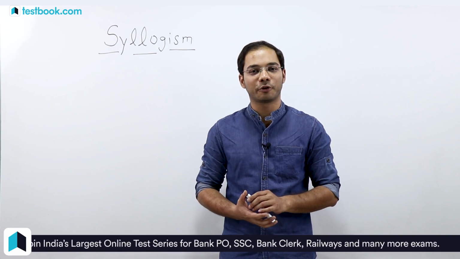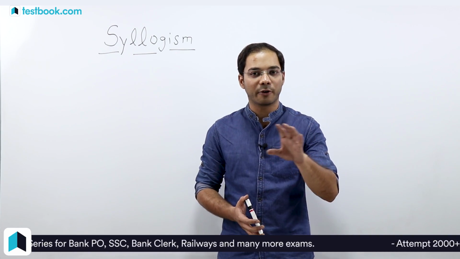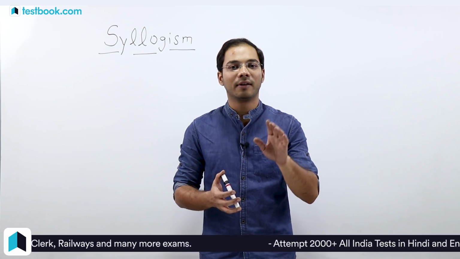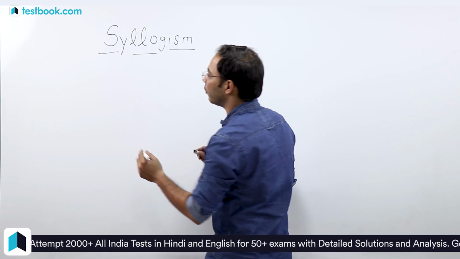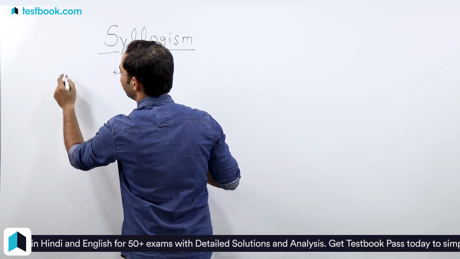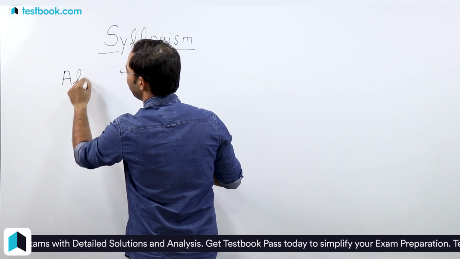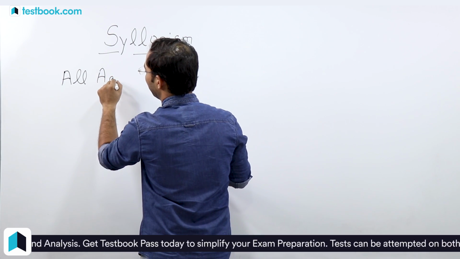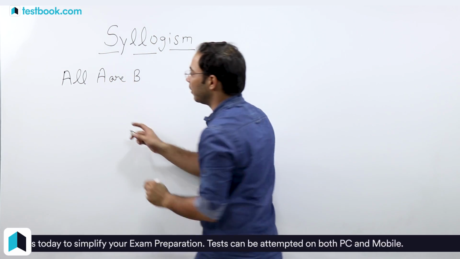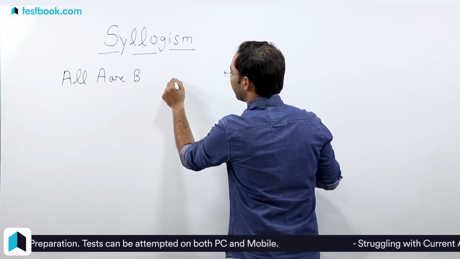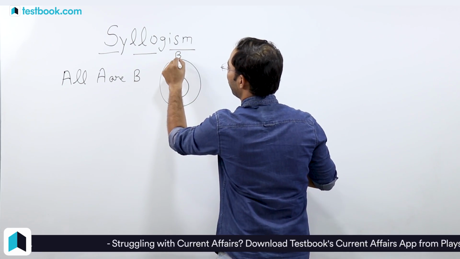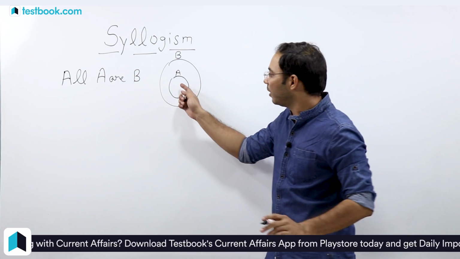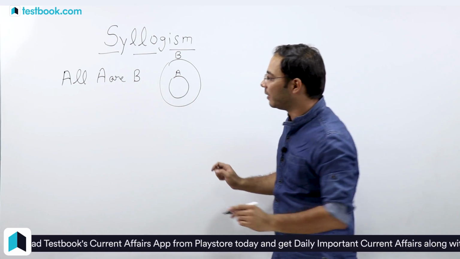Before moving further to the questions, let's discuss how we are going to solve them. We'll solve these questions with Venn diagrams. There will be 4 basic Venn diagrams which we will be using in these questions. First one will be all A are B. So if all A are B, then A will be like this and B will be on the outside of A. So all A will be in the B.